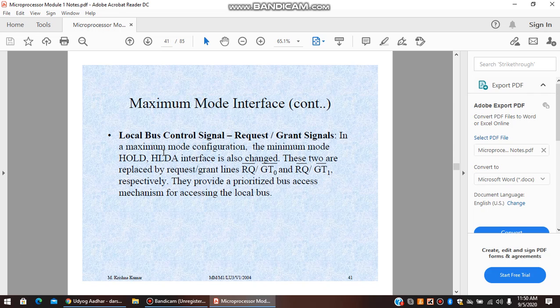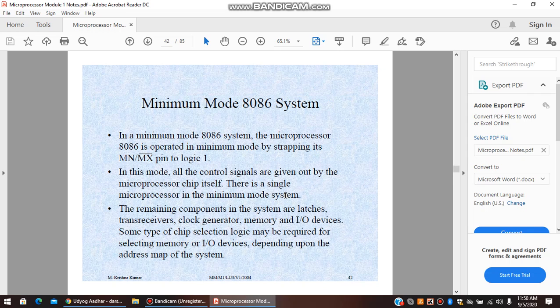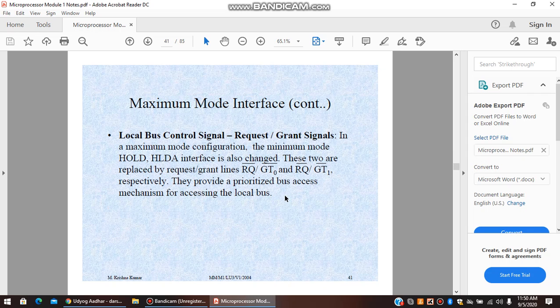Next is the local bus control signal, which is the request and grant signals. In a maximum mode configuration, the minimum mode HOLD and HLDA interface is also changed. These two pins are replaced by request/grant lines, RQ/GT0 and RQ/GT1. They provide a prioritized bus access mechanism for accessing the local bus. Well, this is all about the maximum mode interface.